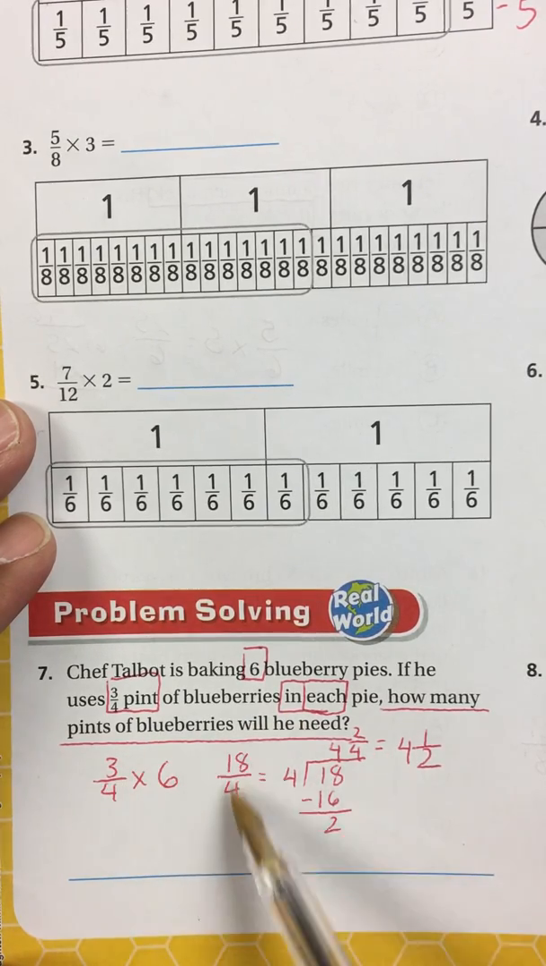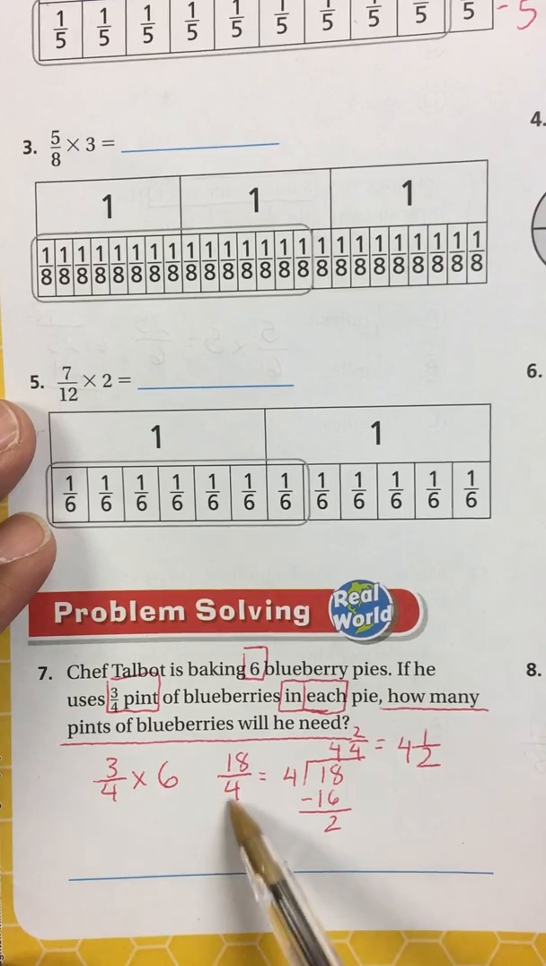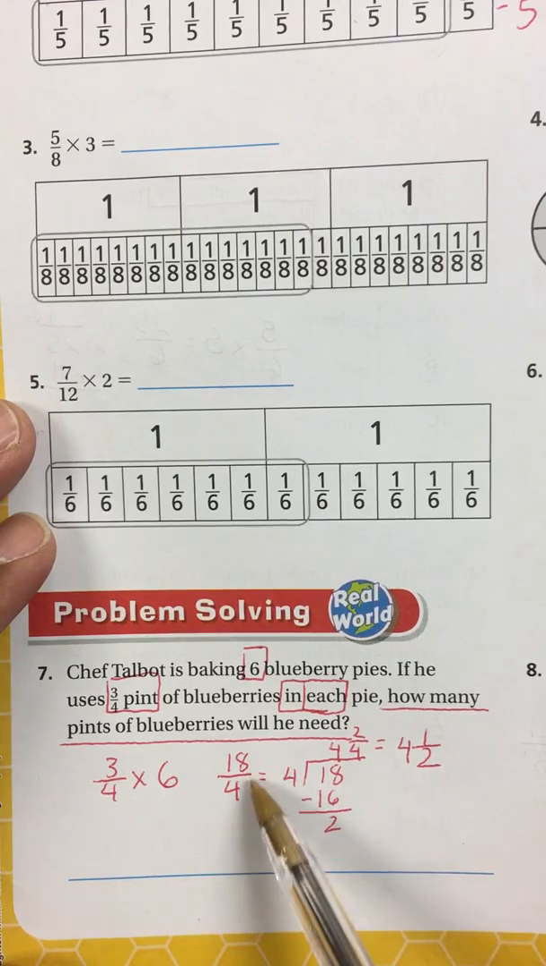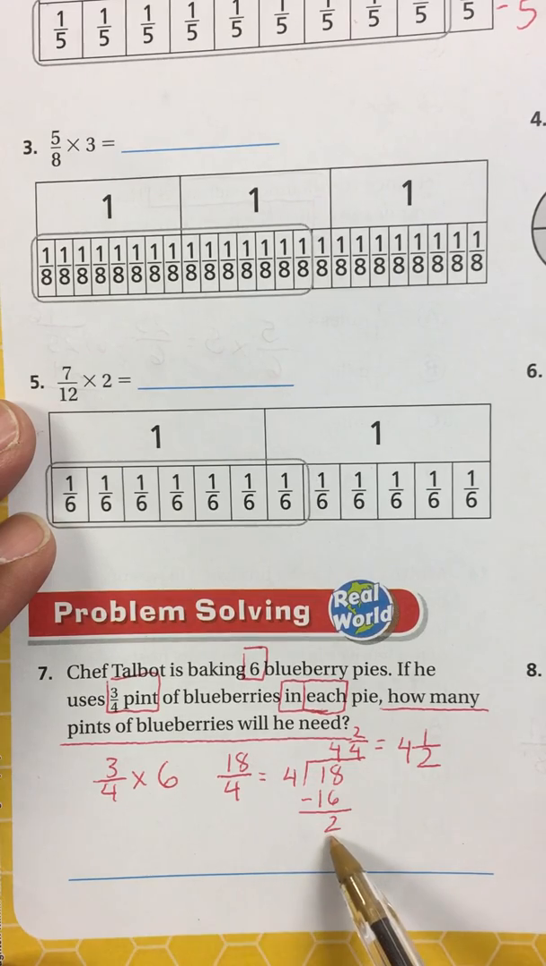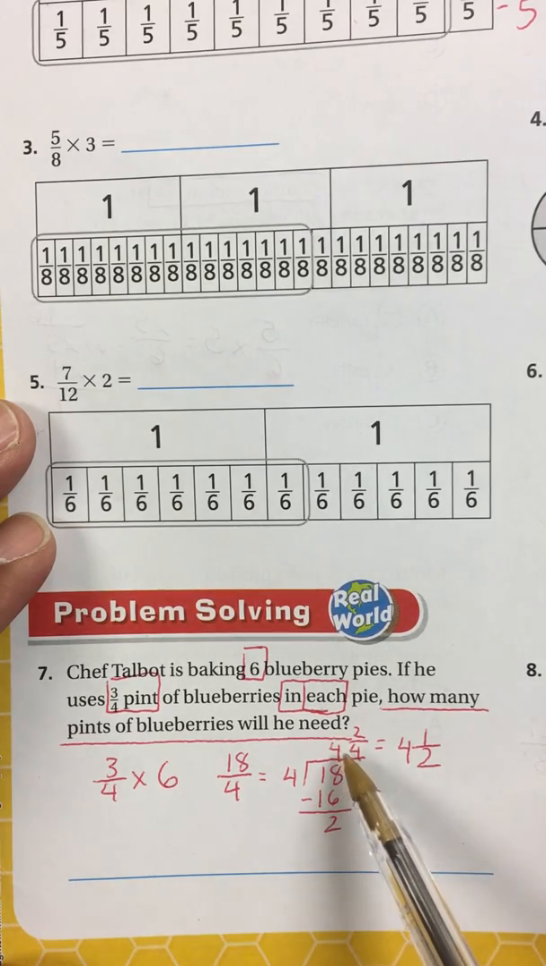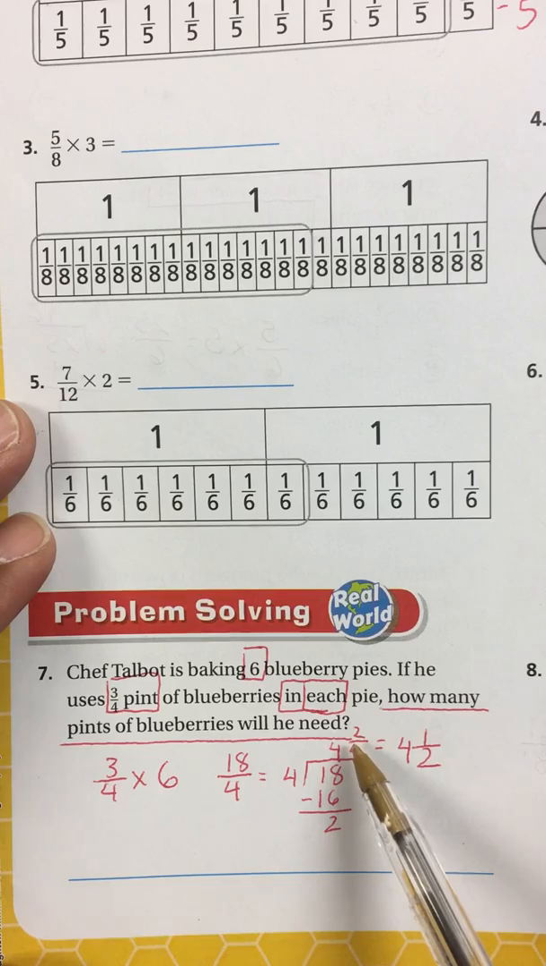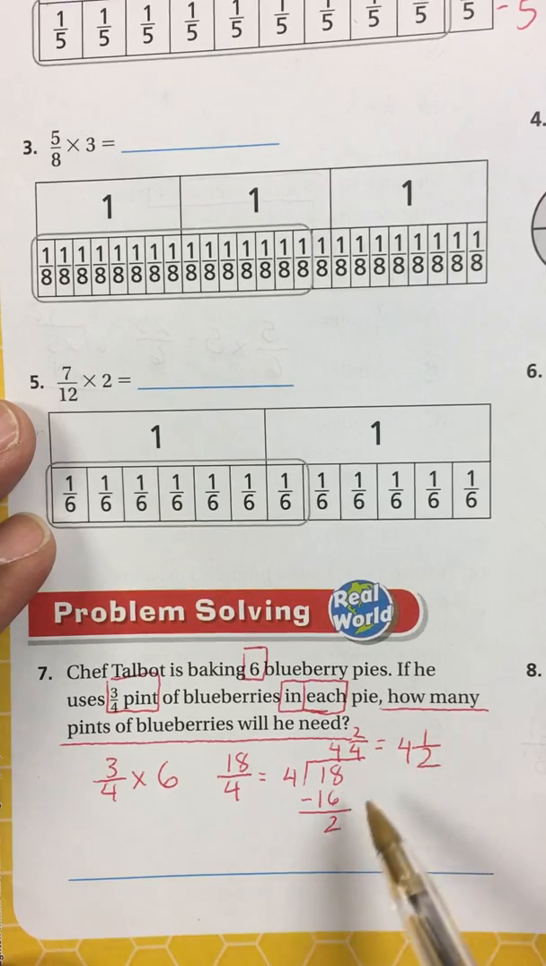3 times 6 is 18. My denominator stays the same. I have an improper fraction, so I'll divide the denominator into the numerator. 4 goes into 18 4 times. 4 times 4 is 16. I have 2 left over. That gives me 4 and 2/4. 2/4 simplifies to 1/2. I keep my whole number.